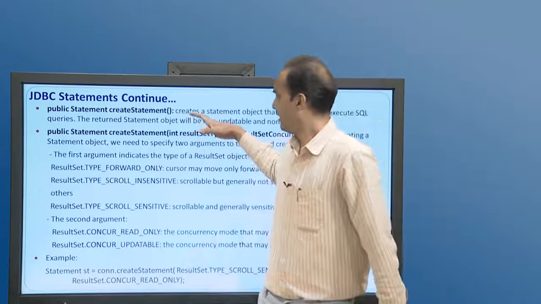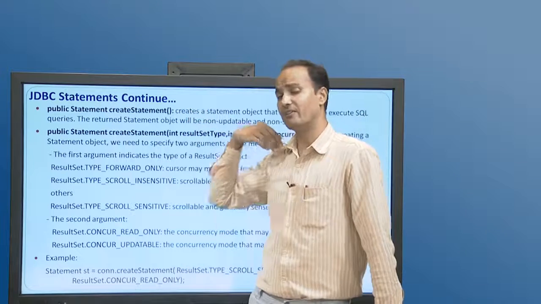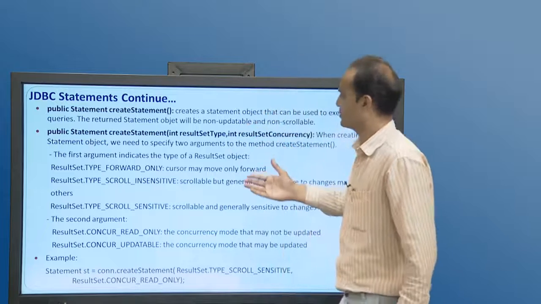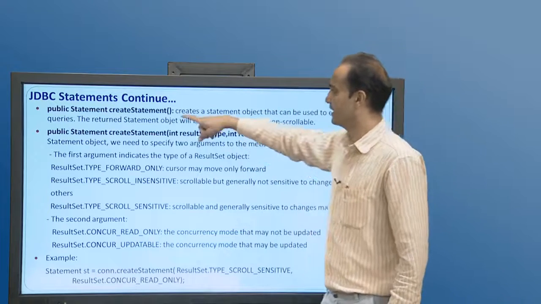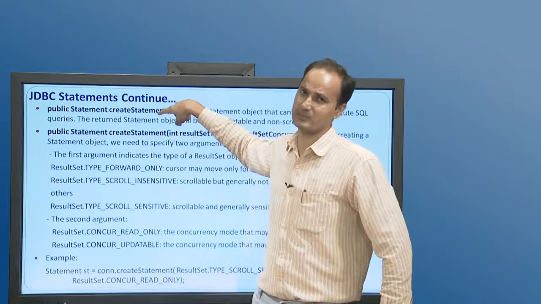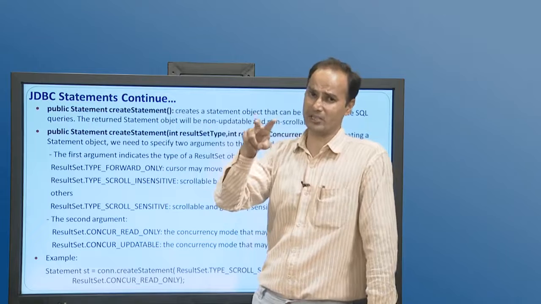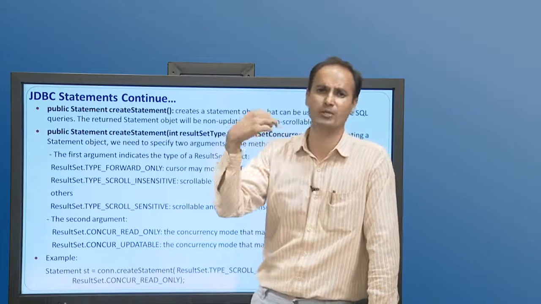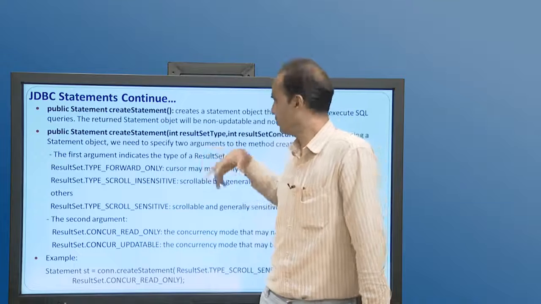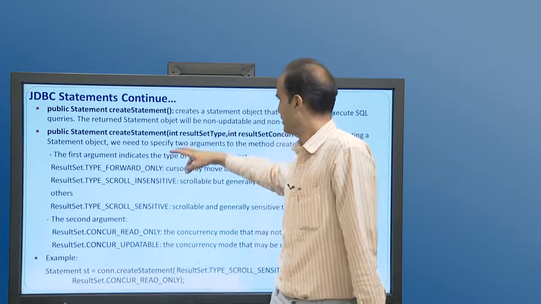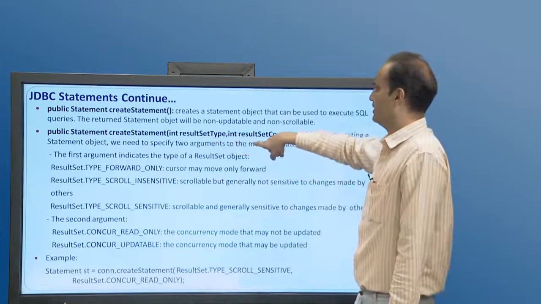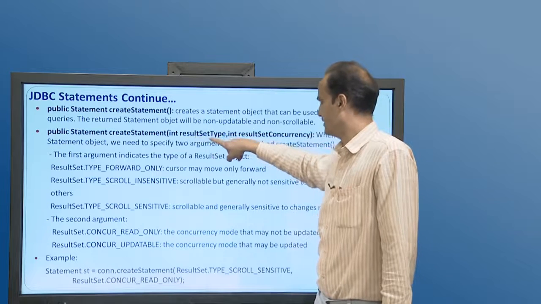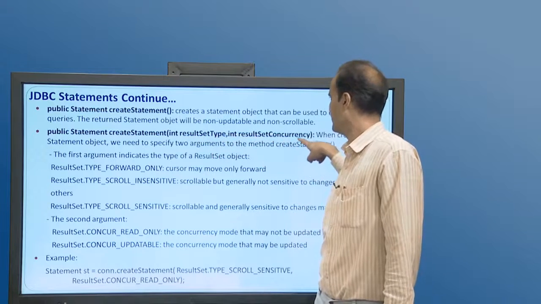Now we have created this statement, and we have seen the types of statement. Within the create statement method we can pass parameters. There are two main important arguments that we will pass. If we do not pass them, it is okay, the default arguments will be passed. But if we want to pass them, most importantly we can pass two arguments: one is the integer result set type and the second one is result set concurrency.